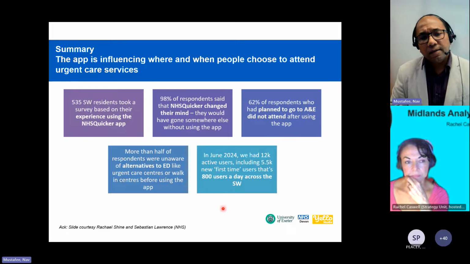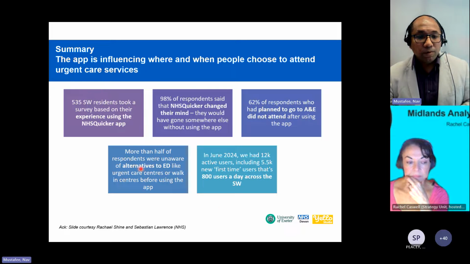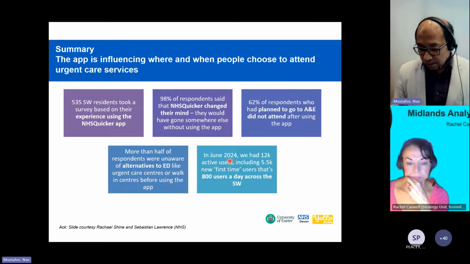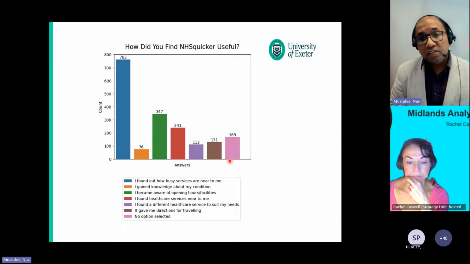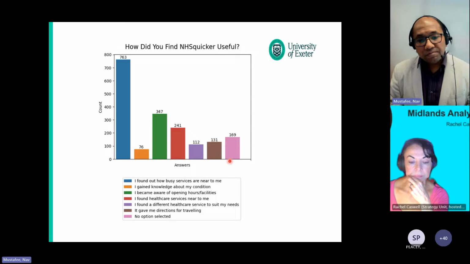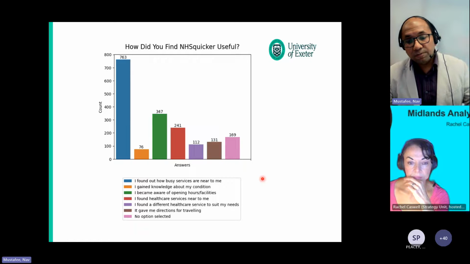Some other information points about the experience. 98% of respondents say that NHSquicker changed their mind. Yeah, and so on and so forth. If you look at another data point, which is about how they found NHSquicker useful, you can see their response. Most people said that they came to know how busy they were. Some people said they gained knowledge about their condition because there are other features in the app as well, which I'm not going into.